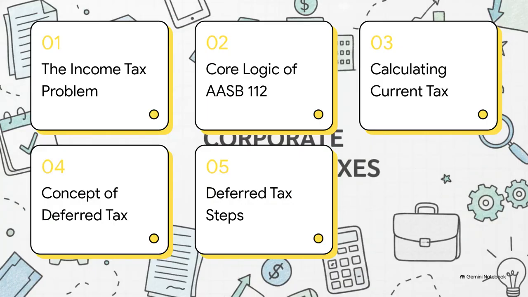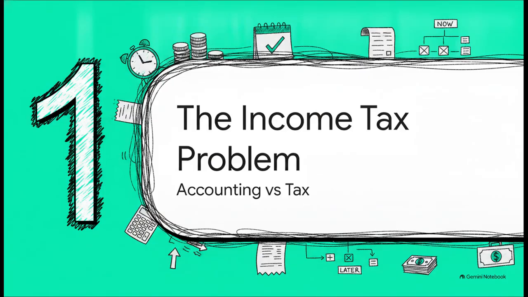To systematically unravel this mystery, here's our roadmap for today's explainer. First, we'll define the income tax problem. Second, we'll look at the core logic of ASB 112. Third, calculating current tax. Fourth, we'll introduce the concept of deferred tax. And finally, we'll walk right through the 4 deferred tax steps. All right, let's kick things off with Section 1, the income tax problem.